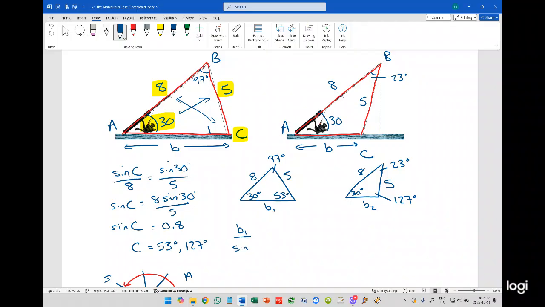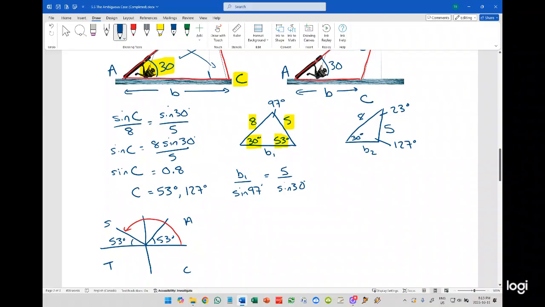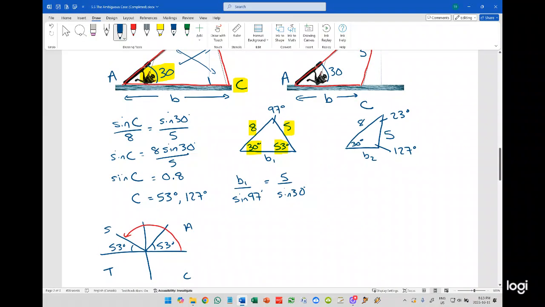B1 over sine 97 equals, again, I can choose either the 8 and the 53 or the 30 and the 5. Given the two options, I'm going to choose the 30 and the 5 because they're original information. I didn't have to solve anything special with those. So B1 over sine 97 equals 5 over sine 30, and that means B1 equals 5 sine 97 over sine 30.